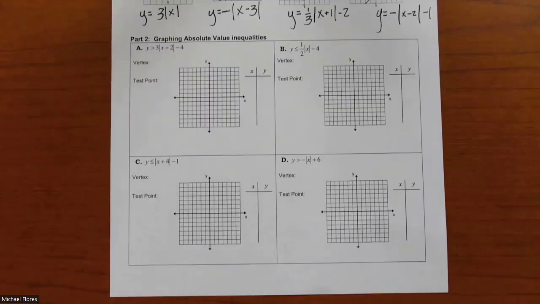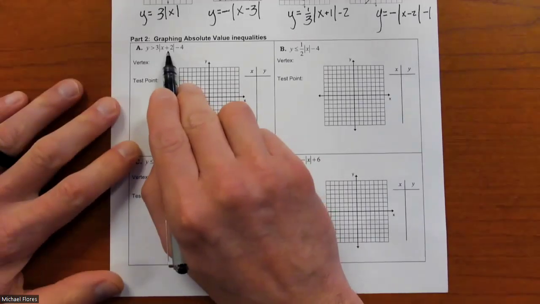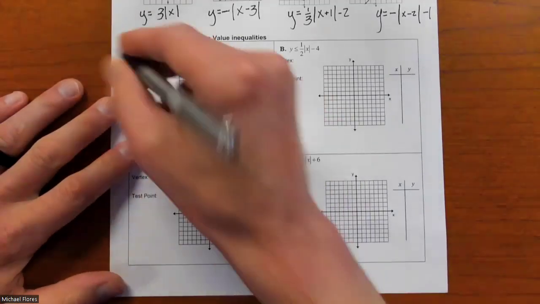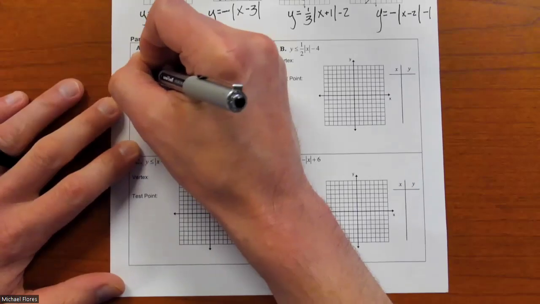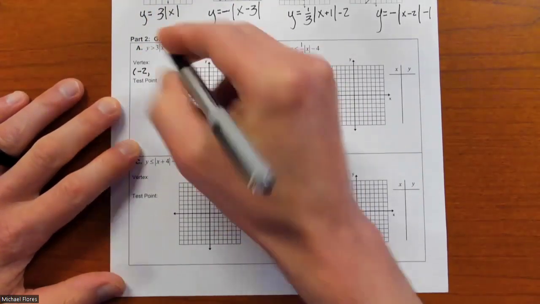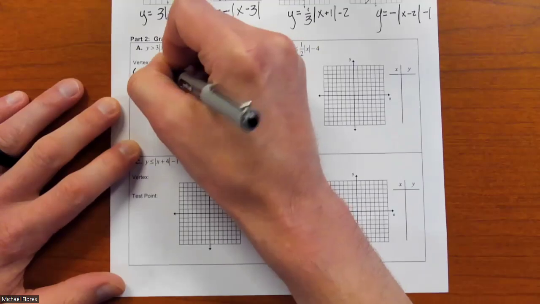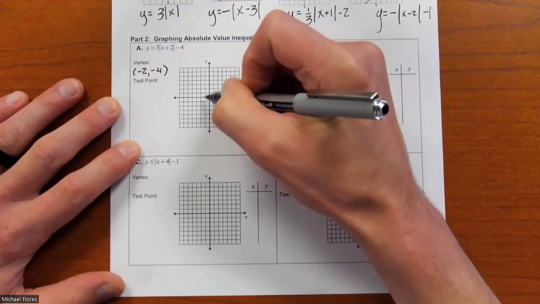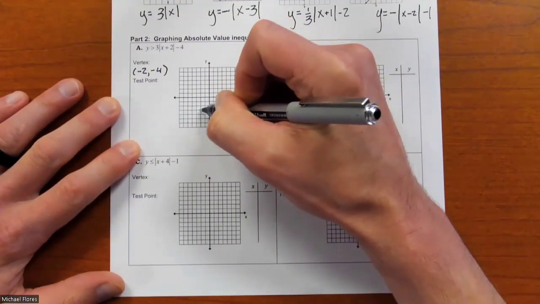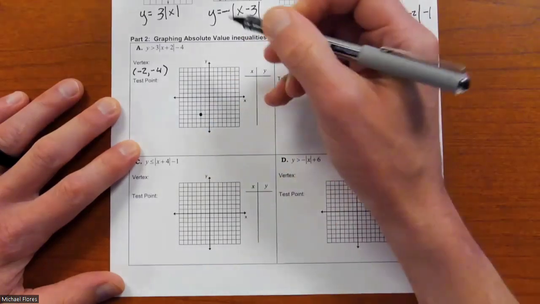Okay, now we're going to graph some absolute value inequalities. Notice that this graph from the origin is going to shift left 2 and then down 4. That's our vertex. So from the origin, left 2, down 1, 2, 3, 4. That's where our graph is going to begin.